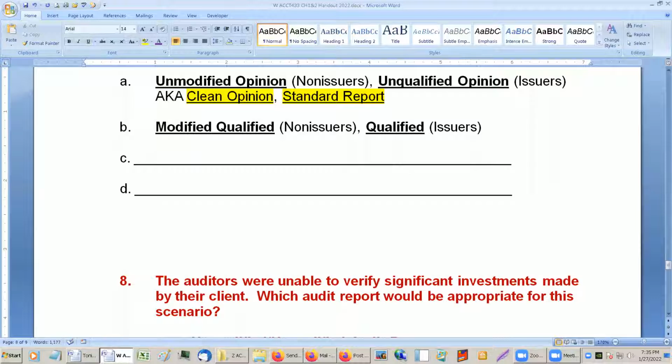This is when there is a material misstatement. But it is non-pervasive. Usually only one account.